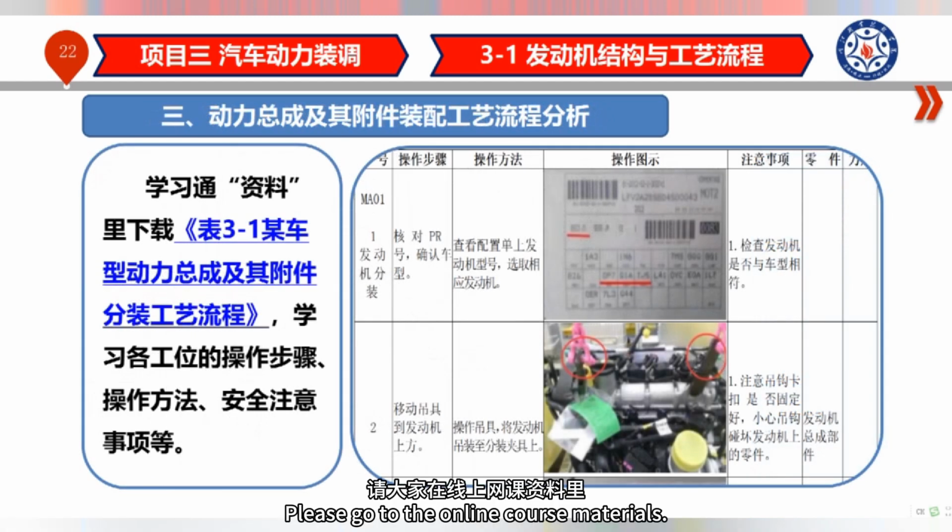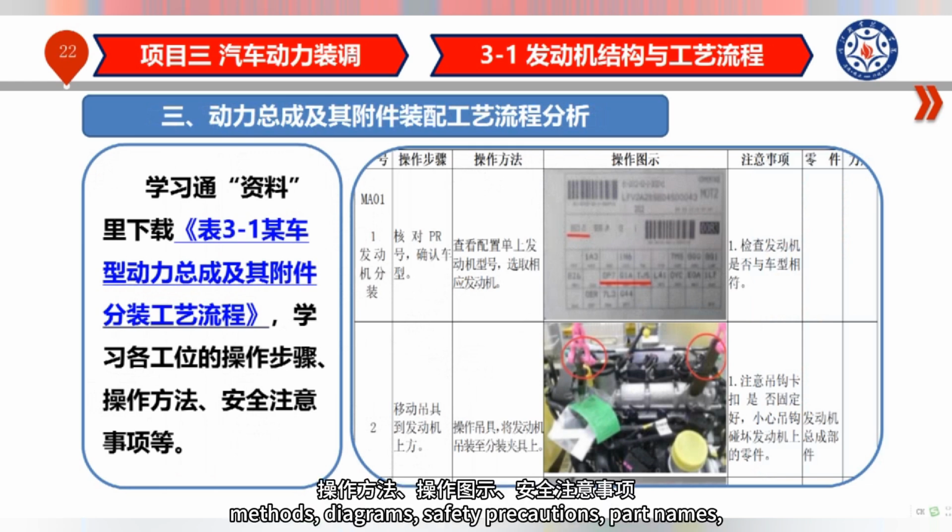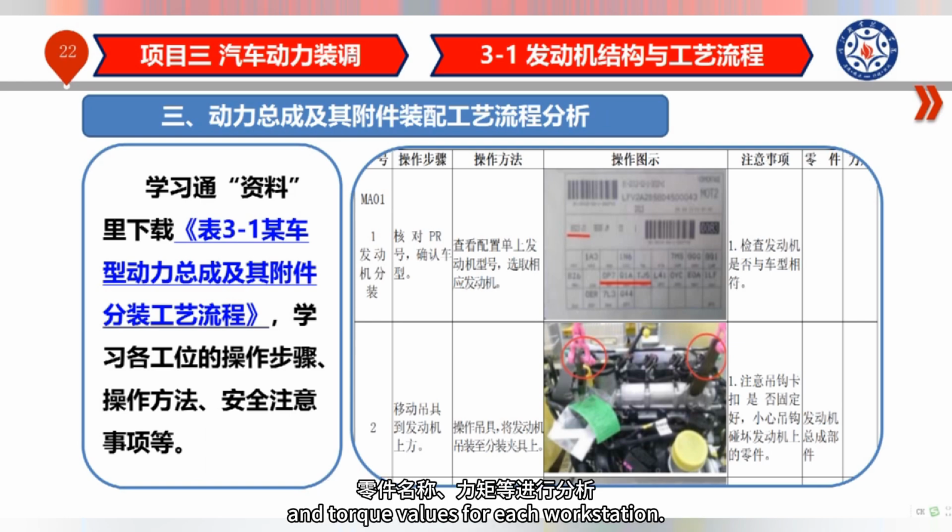Please go to the online course materials. Download and study Table 3:1, Process Flow for Powertrain and Accessory Sub-Assembly, Model X. Then analyze the operating steps, methods, diagrams, safety precautions, part names, and torque values for each workstation.